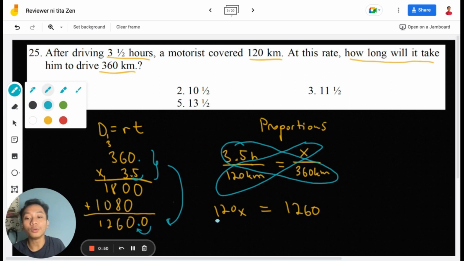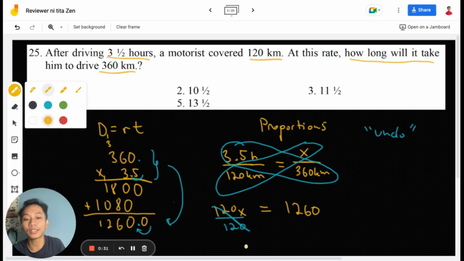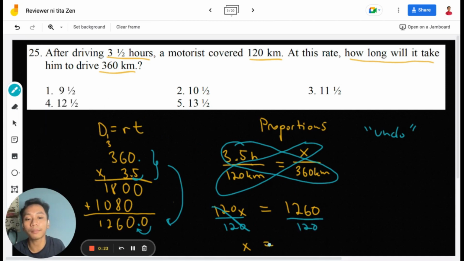Kailangan natin ngayon i-undo or alisin yung 120 sa tabi ni x. Remember, kaya nagka 120 sa tabi ni x kasi nag-multiply tayo. So the keyword is to undo that. Para ma-undo yung ginawa na multiplication, magdi-divide ka. So magdi-divide tayo by 120 to get rid of 120 because anything divided by itself is 1. And 1 times any number is just the number itself. So may x na lang sa left side. Pero dahil nga equal yan, dapat yung ginawa natin sa isang side ay gagawin din sa kabila. So magdi-divide ka rin ng 120 para balance siya.